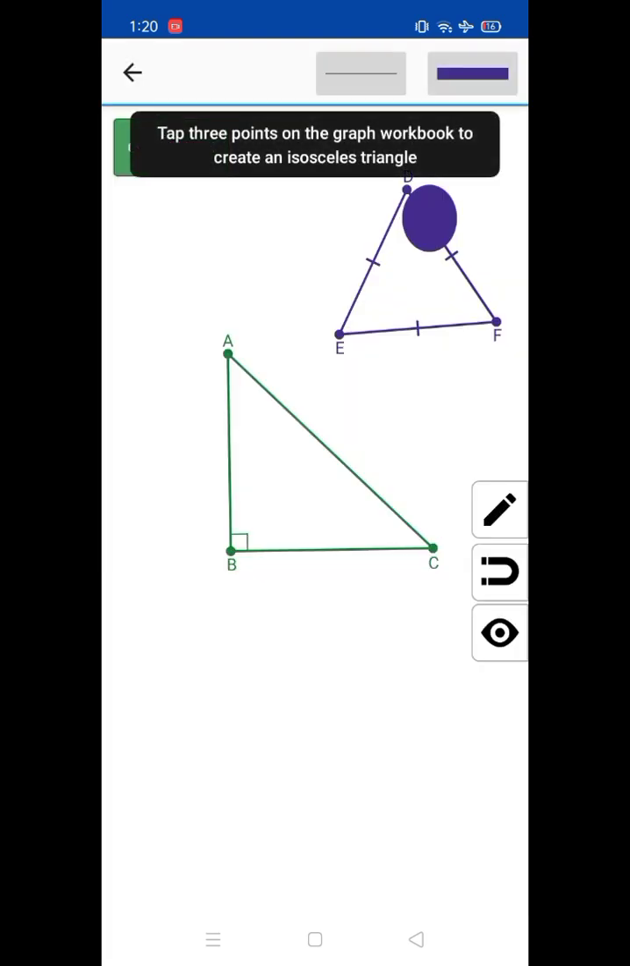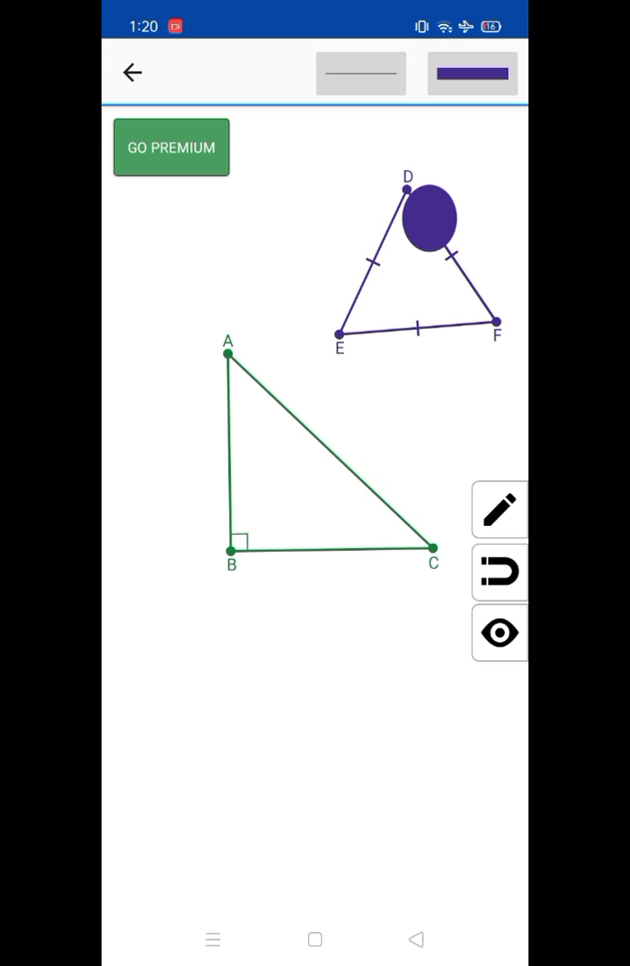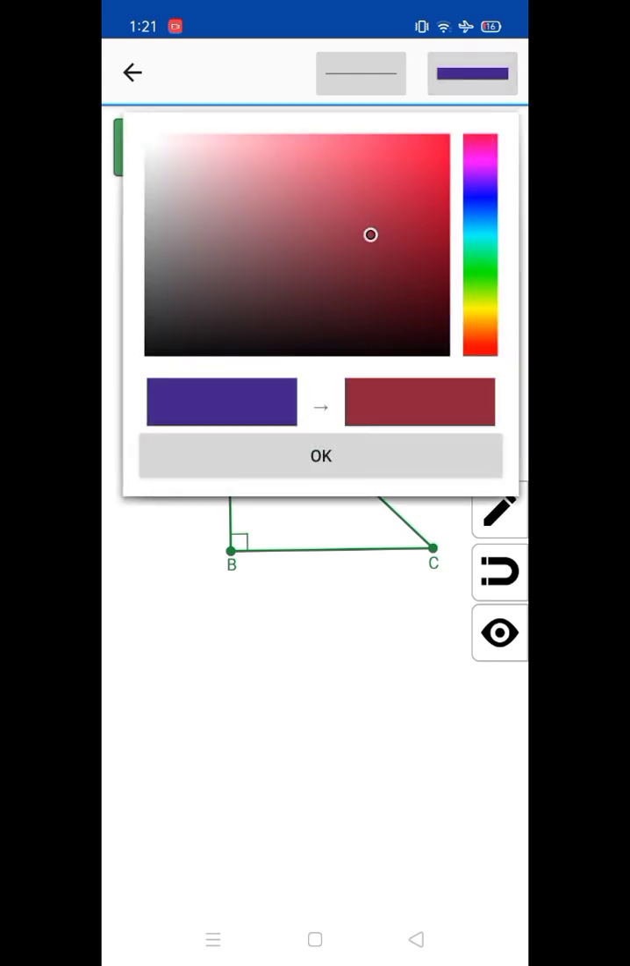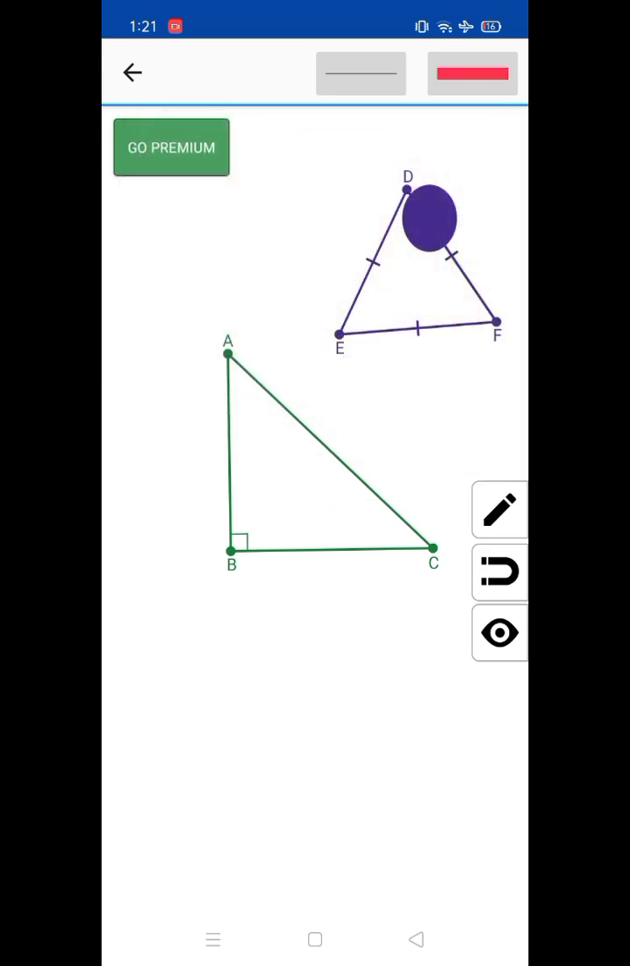Isosceles triangles means two legs and two angles are equal. So let us see and validate the accuracy of the geometry pad application. Let's change the color. I want it to be red. Tap 3 points again, here, here, and here.